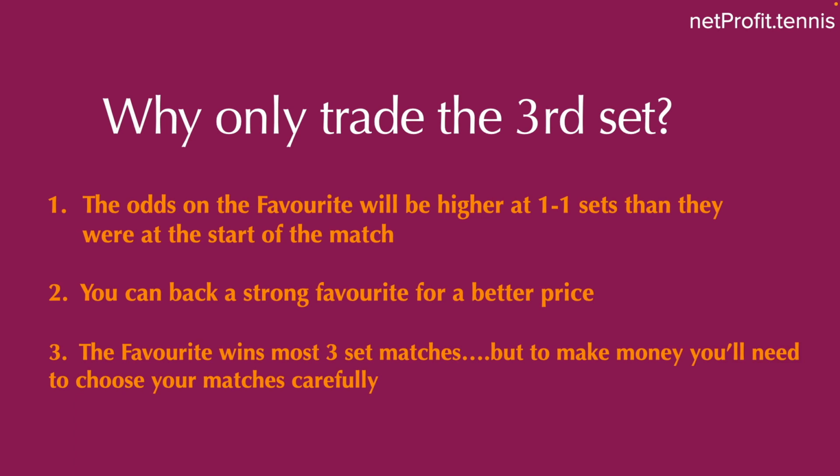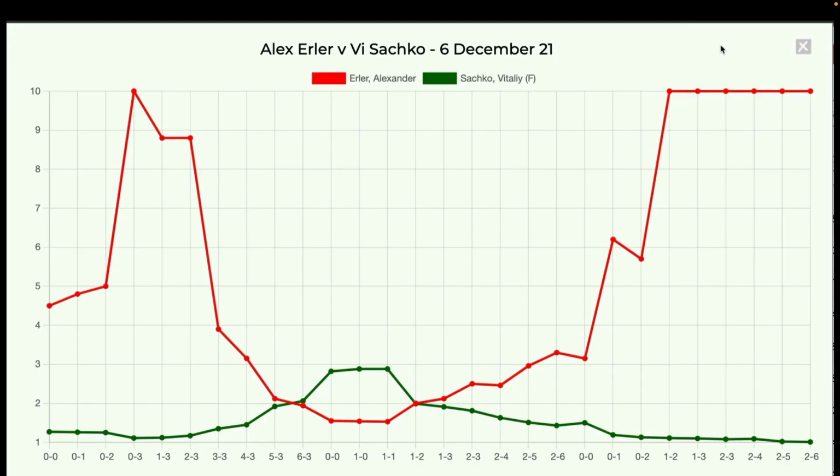Now, the favourite wins most 3-set matches, but to make money, you'll need to choose your matches carefully, and we'll go into that in a bit of detail very shortly. But first, let's have a look and show you how the odds can move in a 3-set match compared to their starting odds. So we've got the underdog here in red and the favourite in green, and as you can see, this, by the way, is a plot of their odds randomly taken at the beginning of each game throughout the match. And you can see that at the start of the match the underdog's odds were around about 4.5, something like that, and the favourite's odds around here were 1.27.